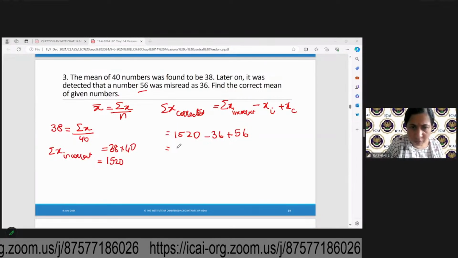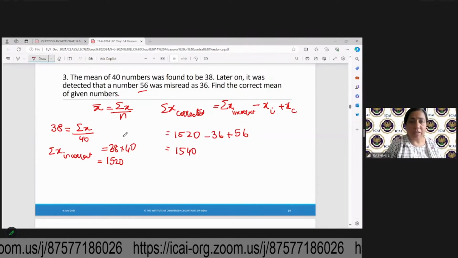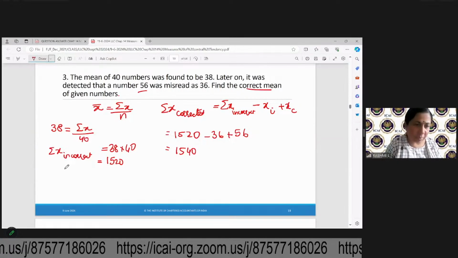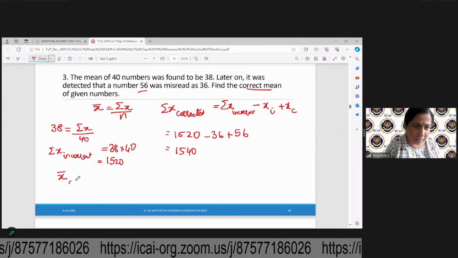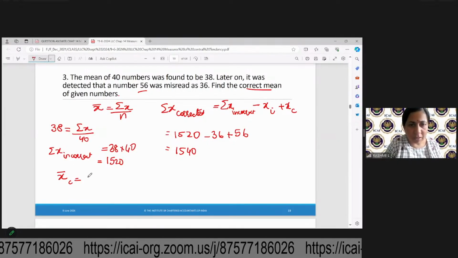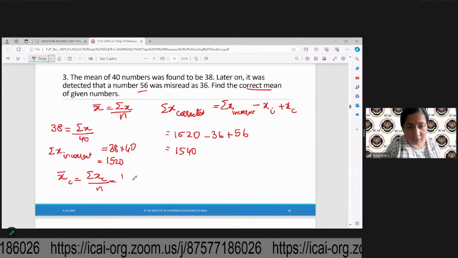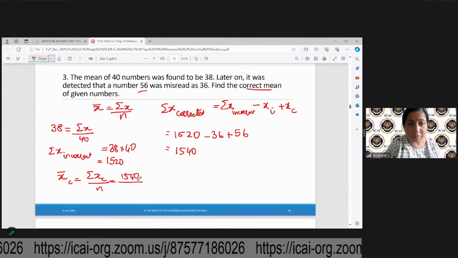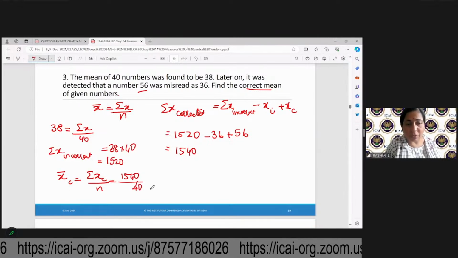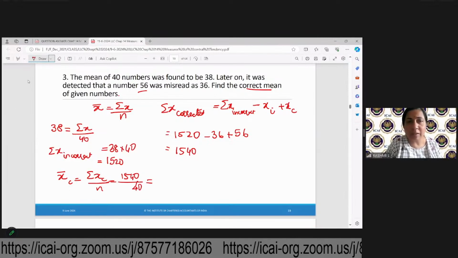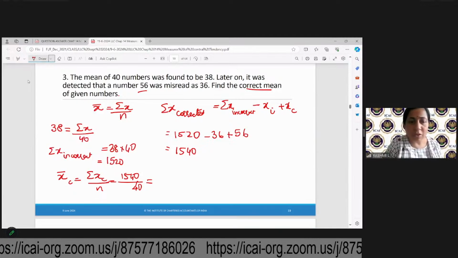So it is 1540. Then find the correct mean. The corrected mean, x bar correct, is equal to summation x correct upon n. Summation x correct is 1540, upon n, which is how much? 40 numbers are given, so it will be 1540 upon 40.